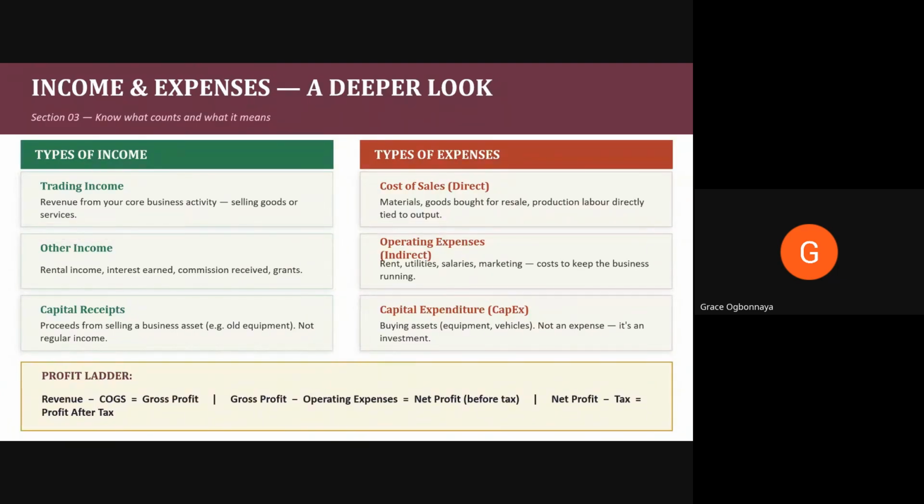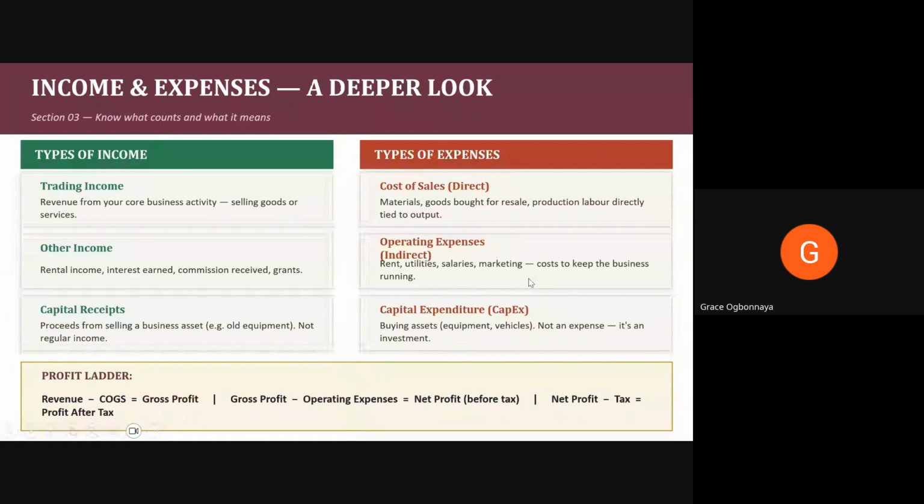So for expenses, we also have three types of expenses. We have direct cost of sales, that's direct expenses. These include the expenses you made when you wanted to make that production or render that service: those materials that you bought, those people that helped in producing that product, right? The goods that you bought to resell. Like for me now, I buy the sheets.